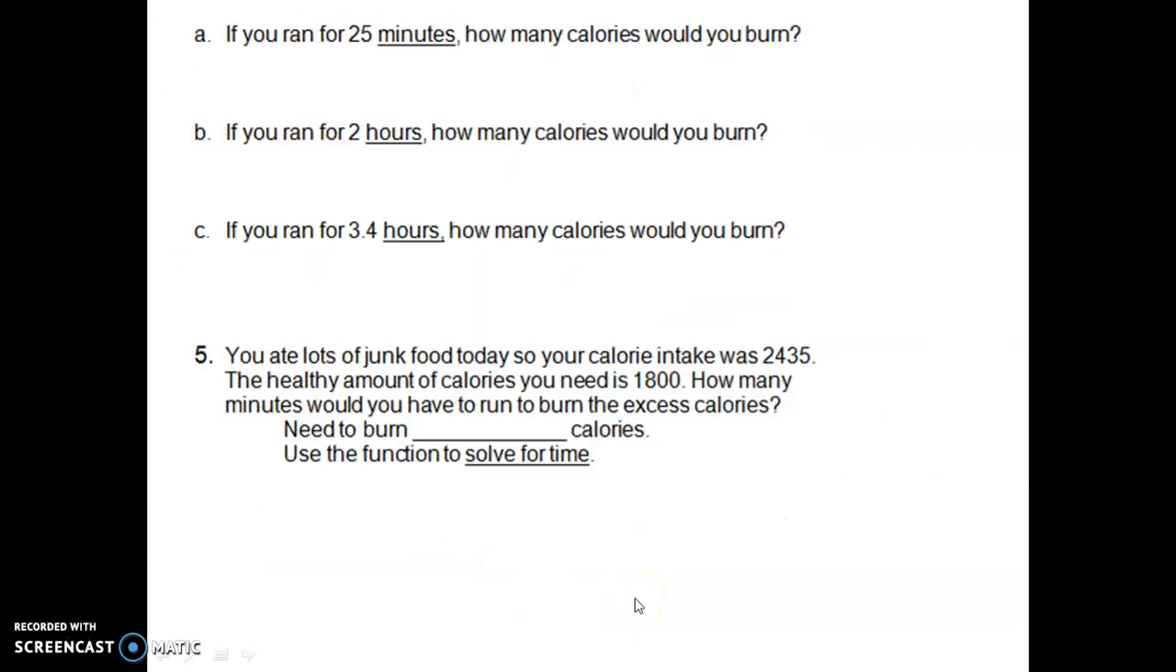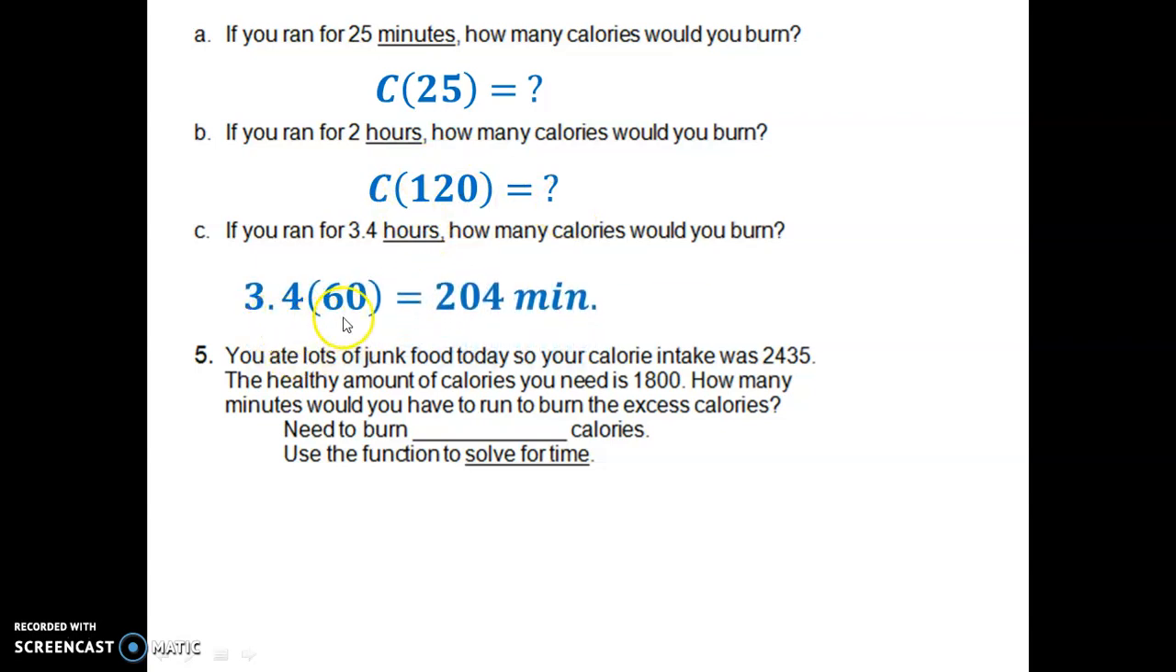Now using your unique function, please answer these questions. For A, it's saying time is 25 minutes, so you put it into the calorie function and you see how many calories you burn. For B, don't forget 2 hours is actually 120 minutes, and the input here has to be in minutes, so calculate that. For C, 3.4 times 60 gives you 204 minutes, so again, 204 minutes goes into the function and it calculates how many calories you burn.